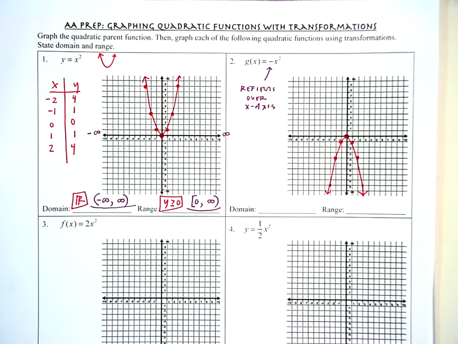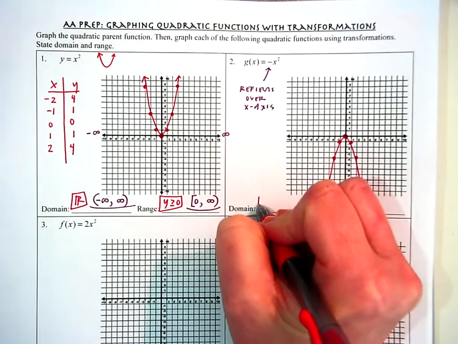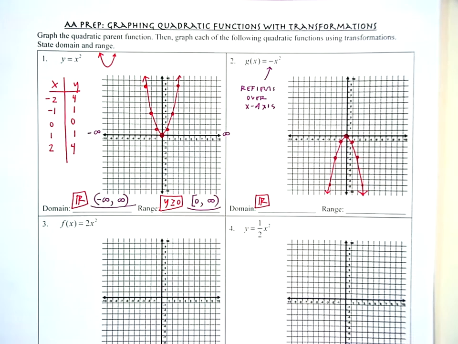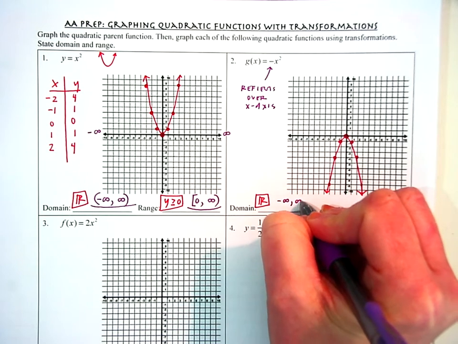All right, so there is my quadratic function with a reflection over the x-axis. My domain, what can x be? Well, x can still be anything, so all real numbers. If I'm using interval notation, I could say from negative to positive infinity.